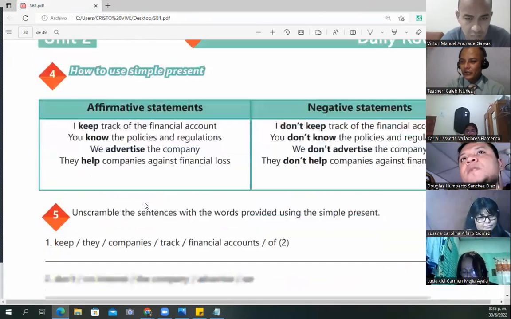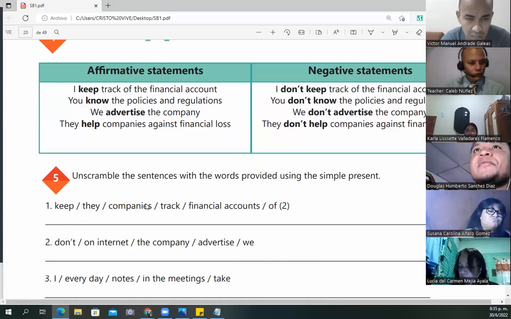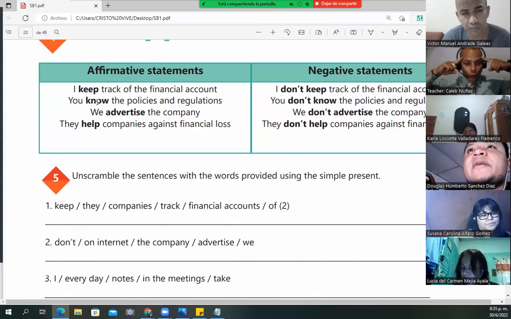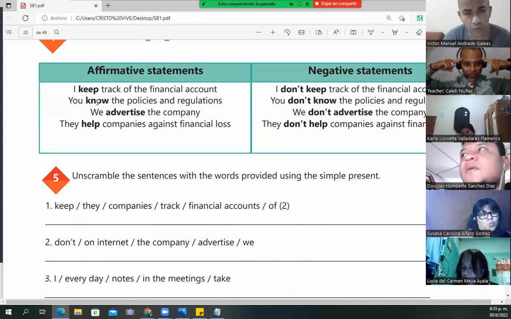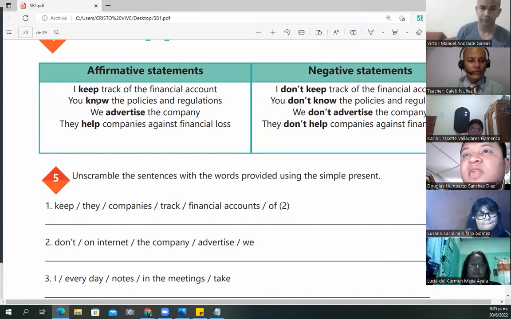Okay. Let's go here. How to use simple present, okay? Affirmative statements. Here, we're not gonna use the verb to be, right? Here, we're gonna use action verbs. Repeat. Action verbs. For example, keep track. Repeat, keep track. Okay, repeat, know. Advertise. Repeat, help. Okay, let's go, Victor Manuel.